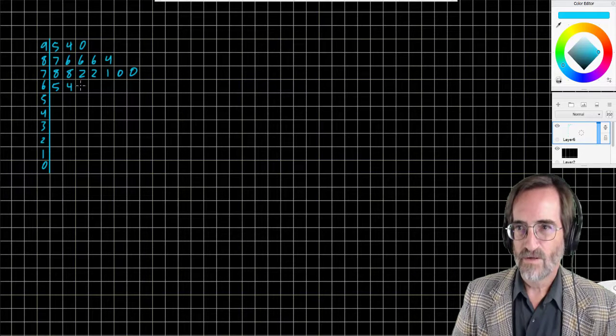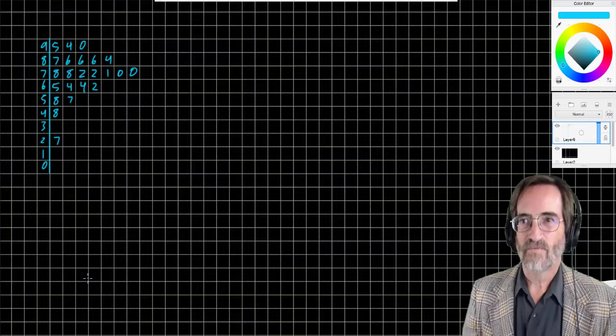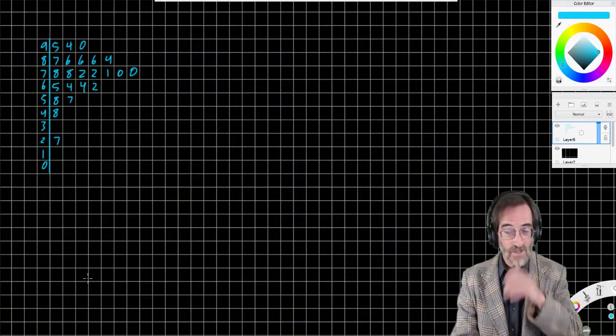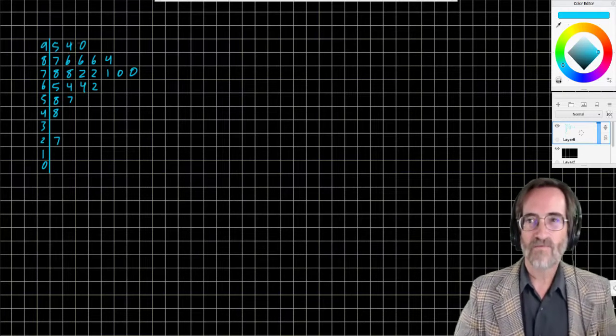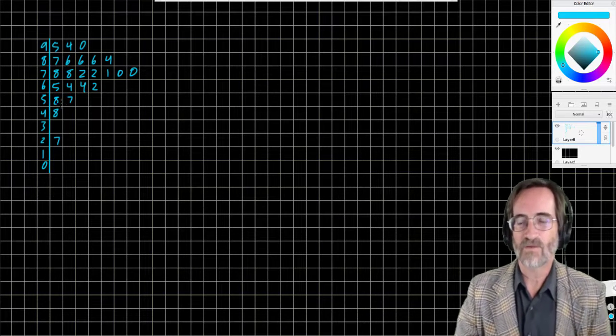64, 64, 62, 58, and let's go a little bit more, 57, 48, and let's have a 27. So these represent test scores, 95, 94, 90, and so on. Hopefully you remember how to read a stem and leaf plot.